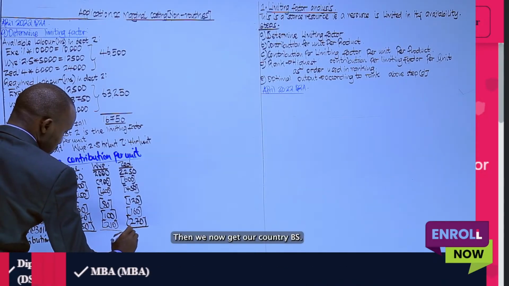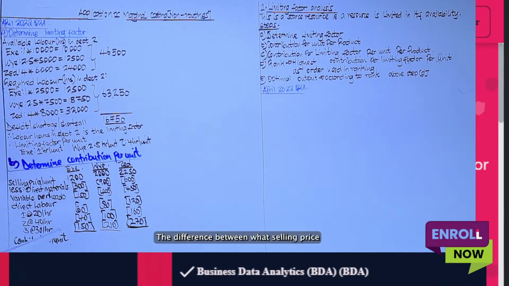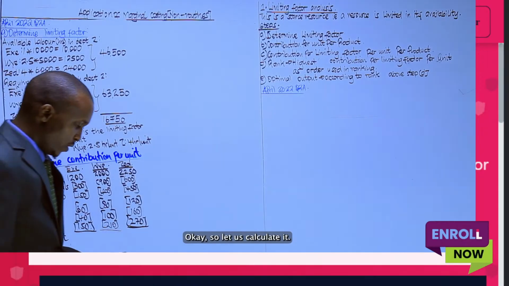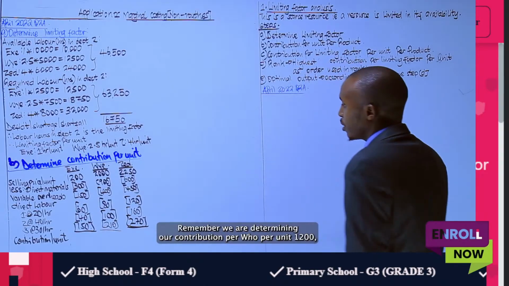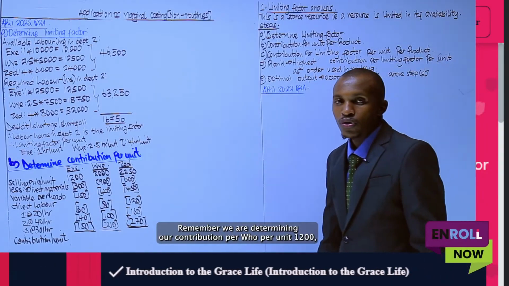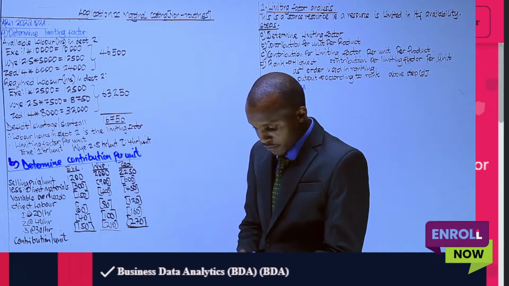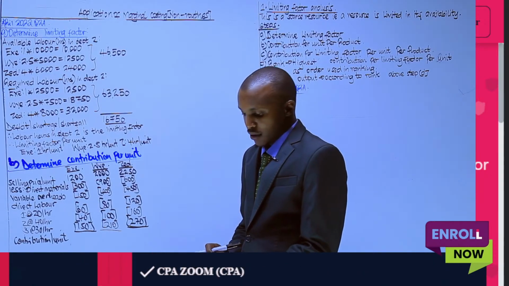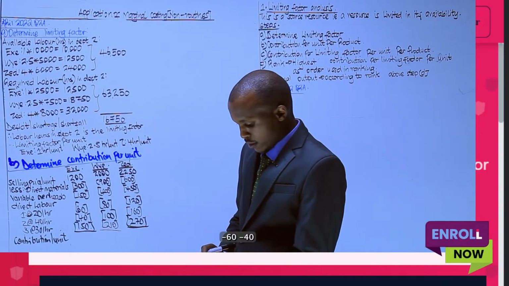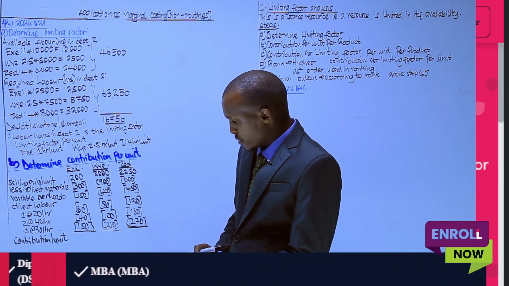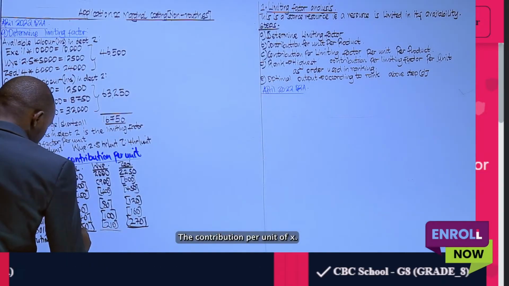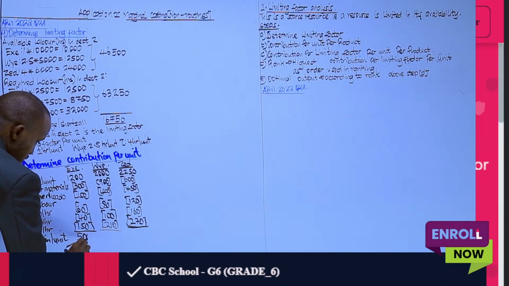Then we now get our contribution, the difference between selling price and all your variable costs. Let's calculate it now. Remember, we are determining our contribution per unit. 1200 minus 300 minus 150 minus 60 minus 40 minus 100 and 50. The contribution per unit of X will be 500.